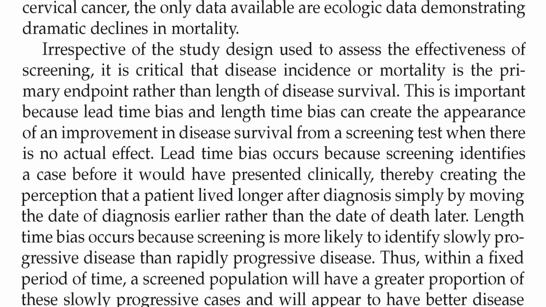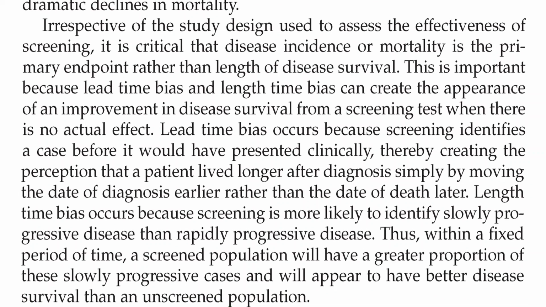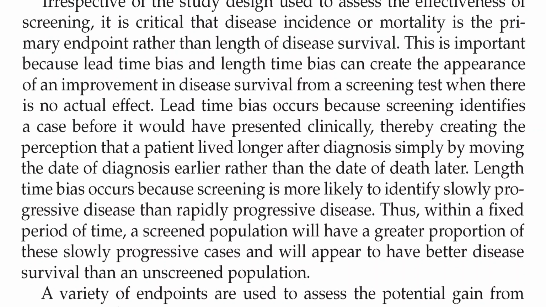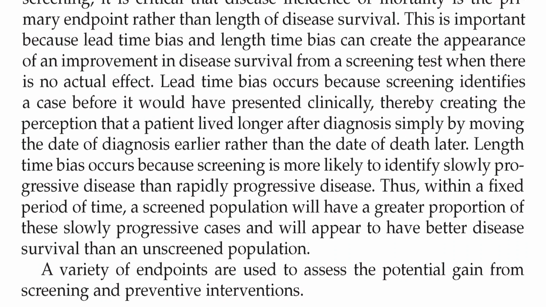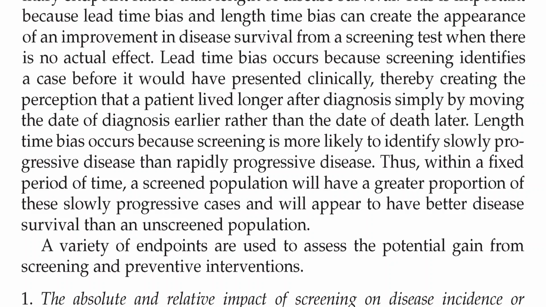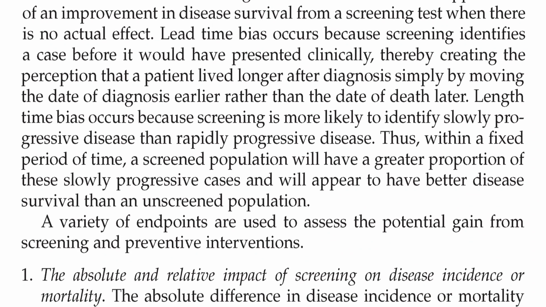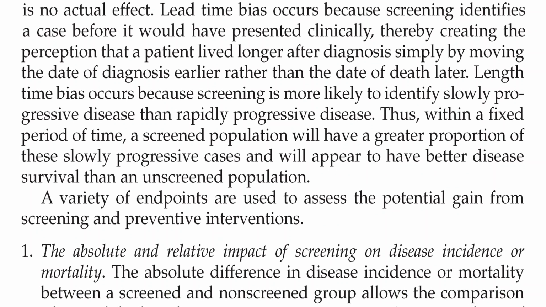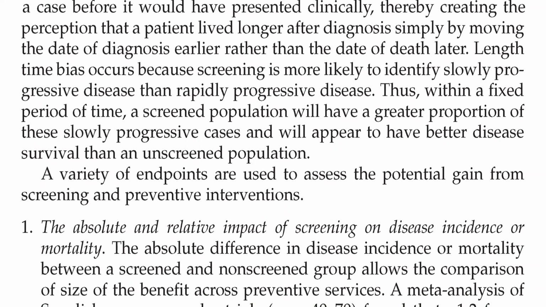Lead time bias occurs because screening identifies a case before it would have presented clinically, thereby creating the perception that a patient lived longer after diagnosis simply by moving the date of diagnosis earlier rather than the date of death later. Length time bias occurs because screening is more likely to identify slowly progressive disease than rapidly progressive disease. Thus, within a fixed period of time, a screened population will have a greater proportion of these slowly progressive cases and will appear to have better disease survival than an unscreened population.